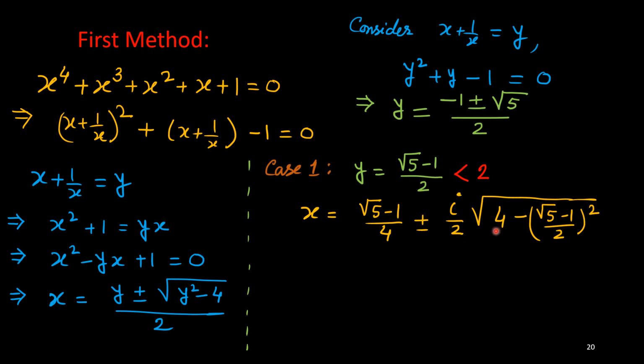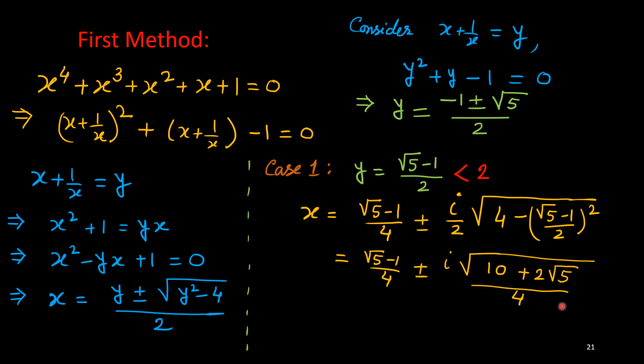Right? So if you simplify this one, then you will get this value. It is very simple. This is 4, 2 squared is 4, 4 fours are 16. And if you expand this one, root 5 squared is 5. And the last one, 1 squared is 1. So 5 plus 1 is 6. So 16 minus 6 will give you 10. And minus 2ab, it is minus sign, plus 2ab. So it is 2 into root 5. Okay. So this is for y equals square root 5 minus 1 by 2.